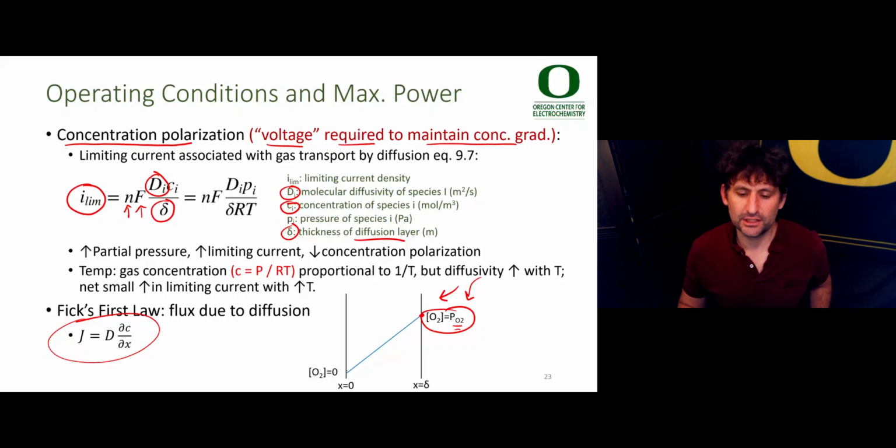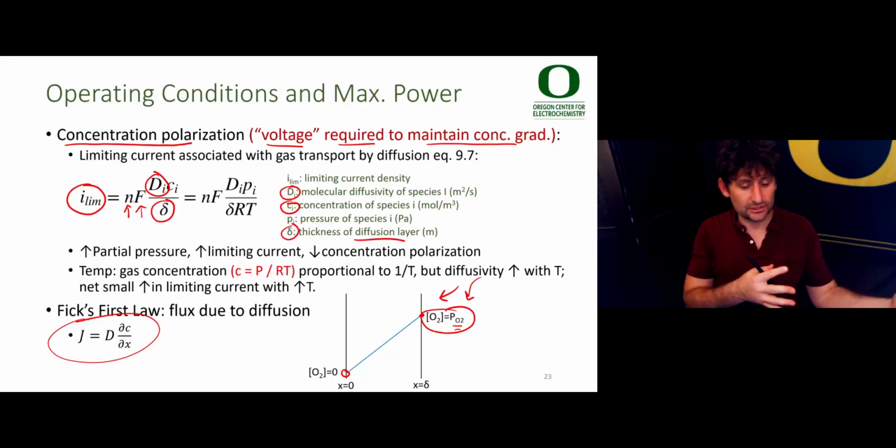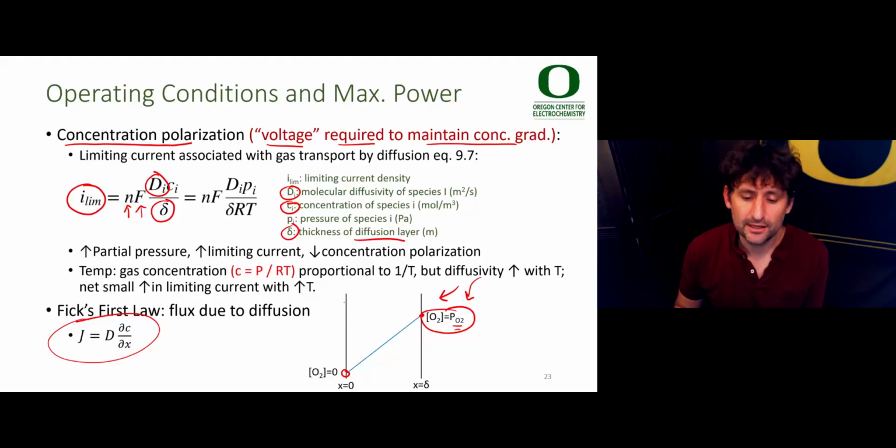The concentration at the electrode surface, or in a three-dimensional electrode, it's very complicated, but at the other edge of the diffusion layer is zero. All the oxygen is immediately consumed. And so the flux of oxygen, in this case, is maximum when that gradient goes from the bulk concentration to zero at the electrode surface.